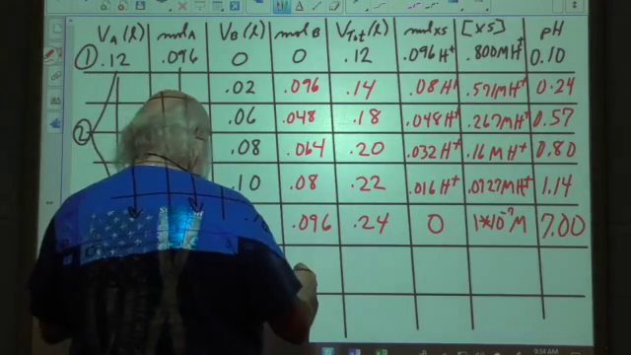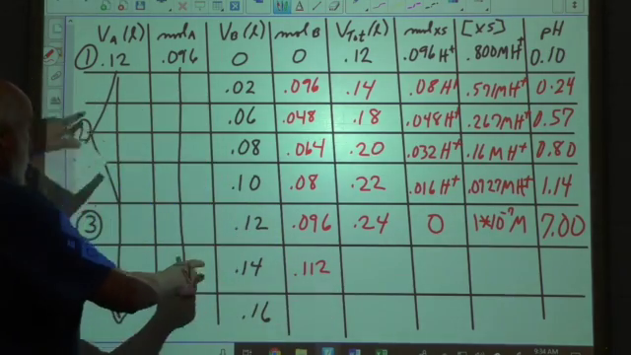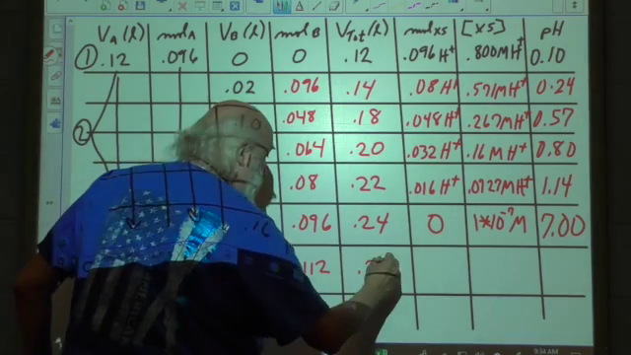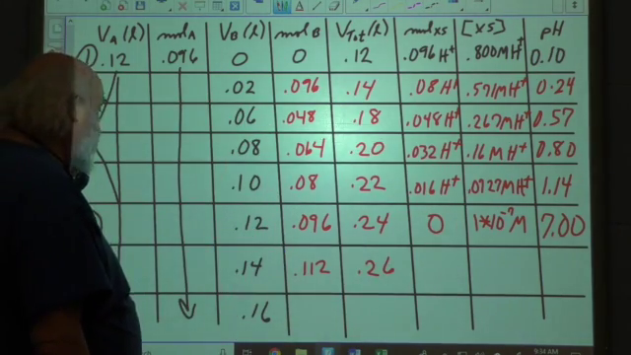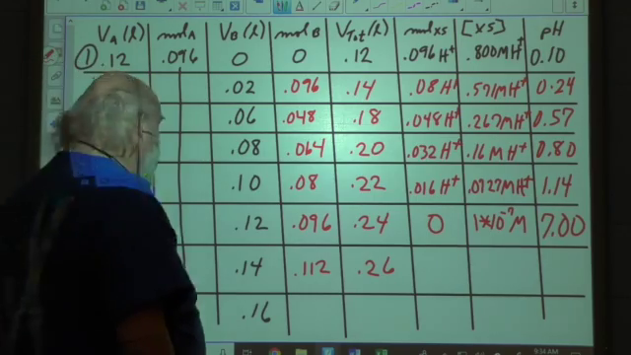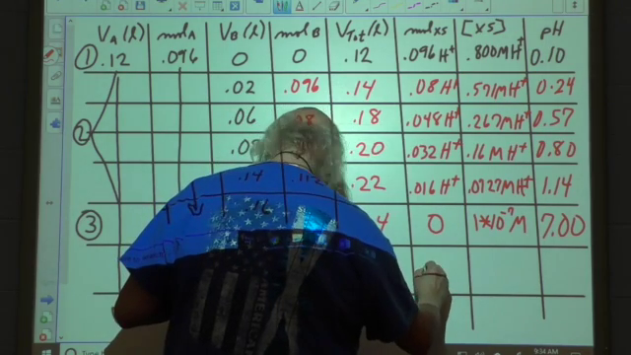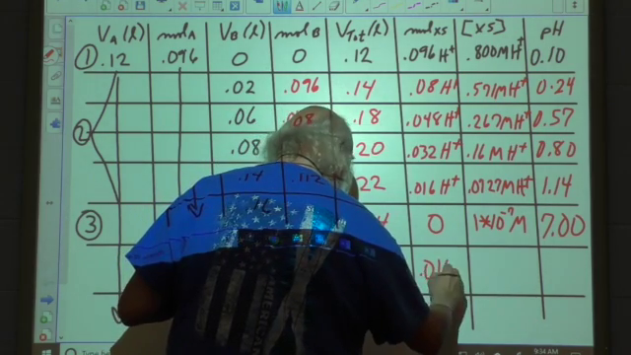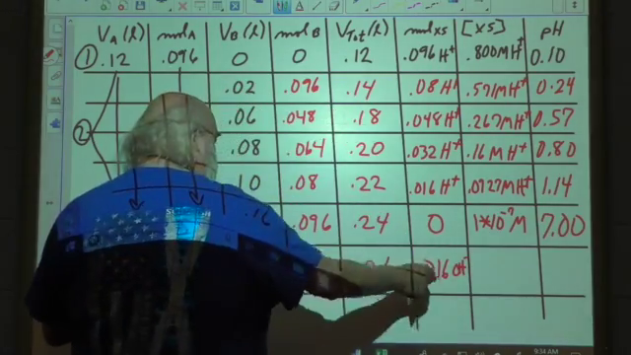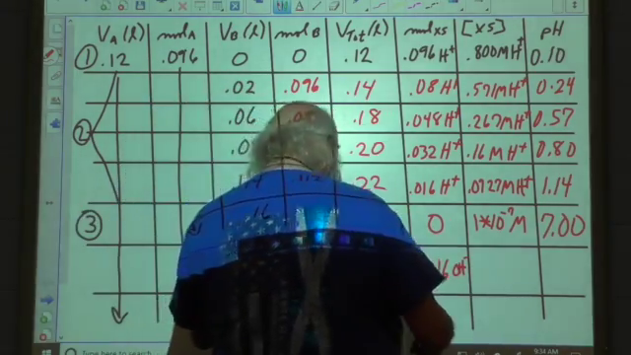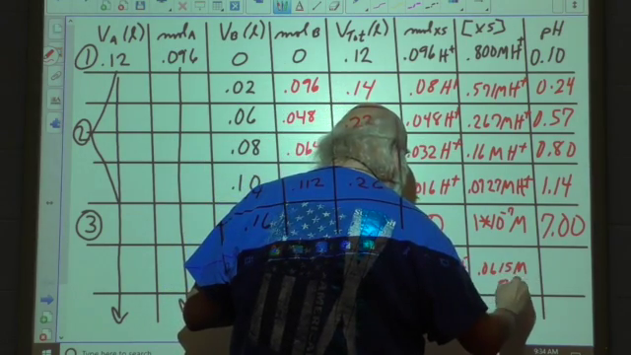So for this right here, we said 0.112. The sum of the volumes are 0.26. The moles of excess, then we said, is now on the base side, it's 0.016 of the hydroxide. And we divide this by this, and we get 0.0615 moles per liter of the hydroxide.